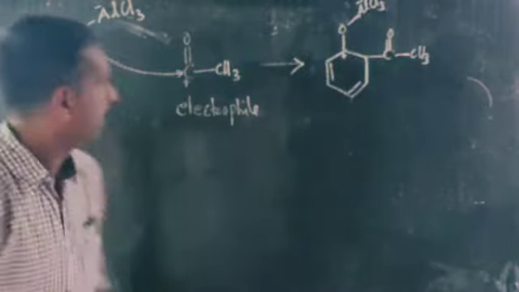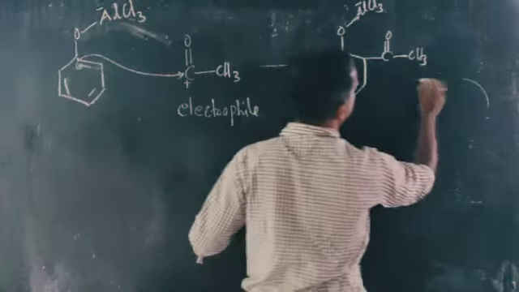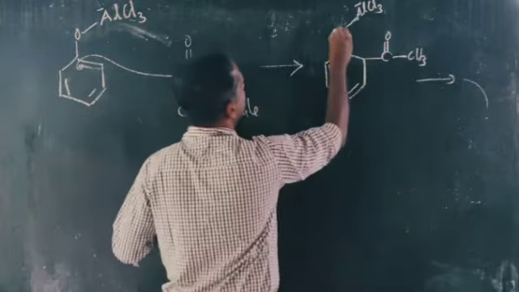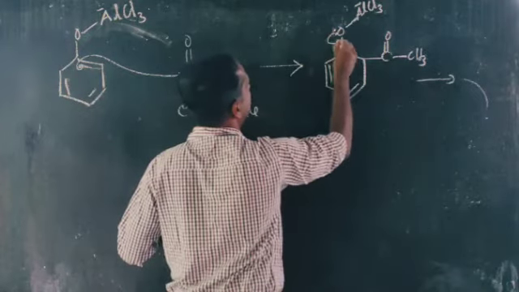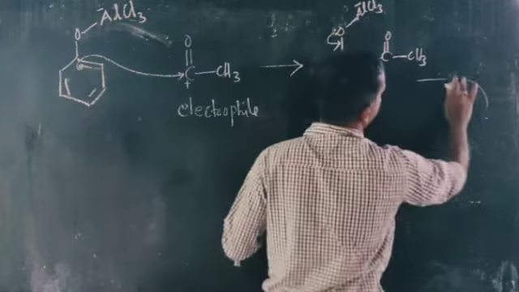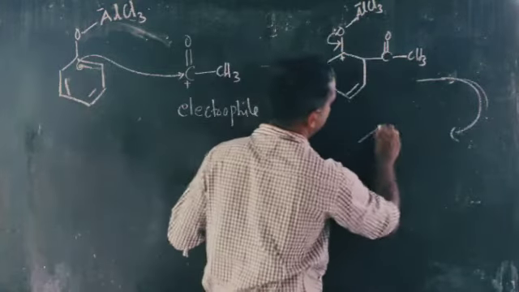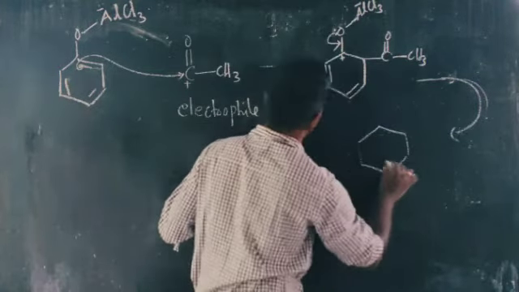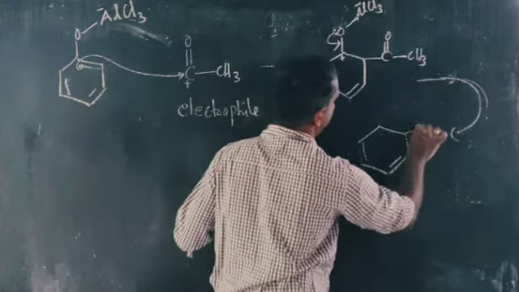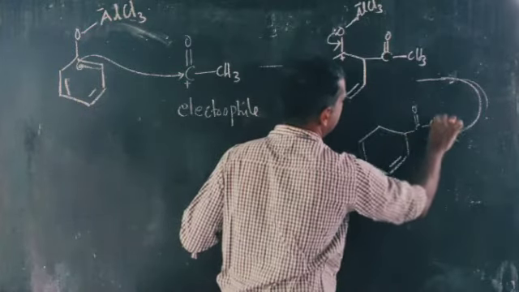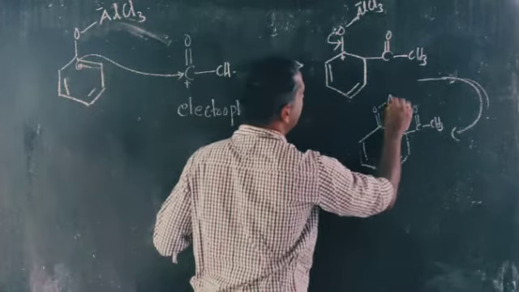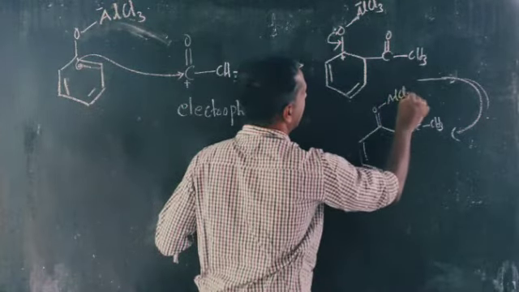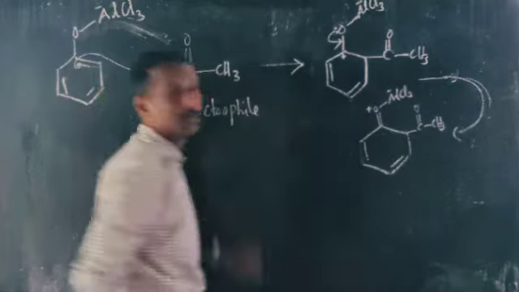When a positive charge is created here, you can see that the lone pair of electrons present on the oxygen will be shifted to here. And what do we get? Look at it here. We are getting a structure like this. C double bond O CH3, and here it is double bond O and AlCl3 minus. Of course, oxygen is getting a positive charge.